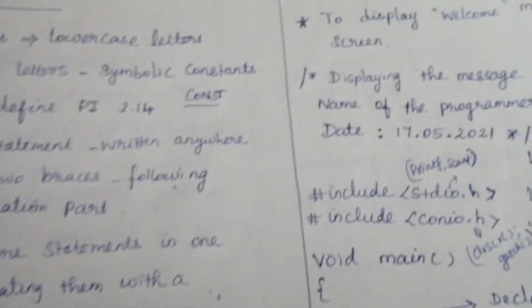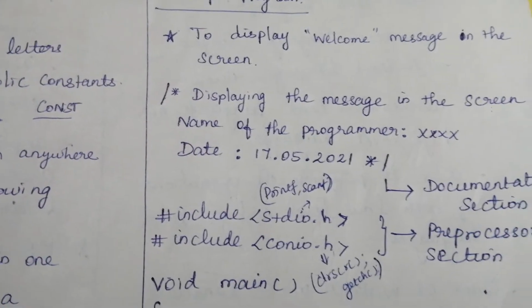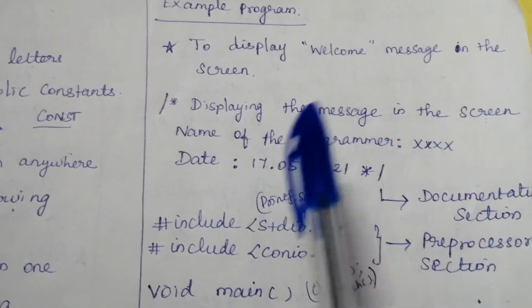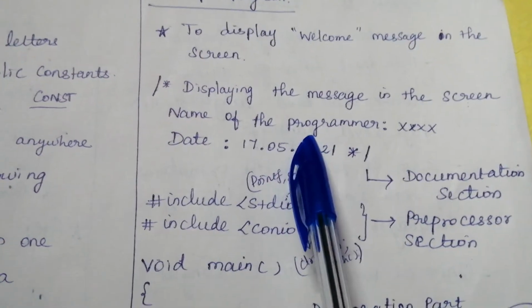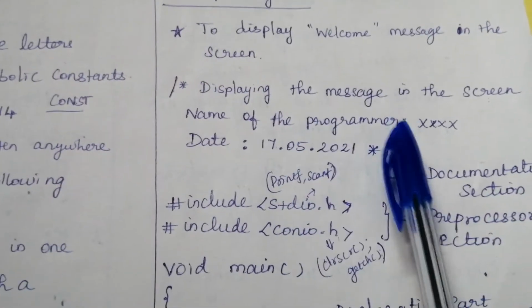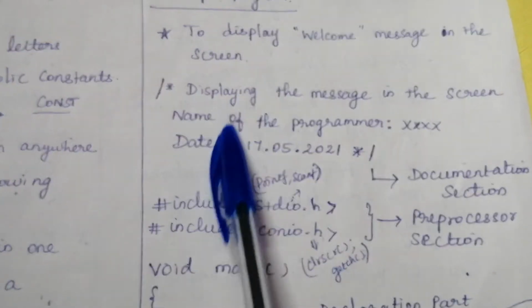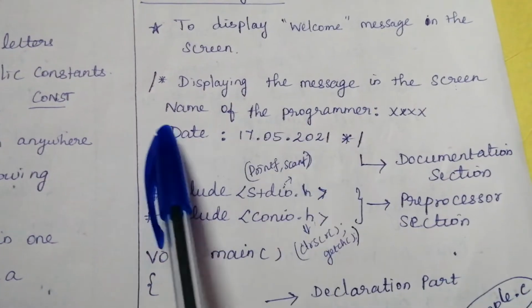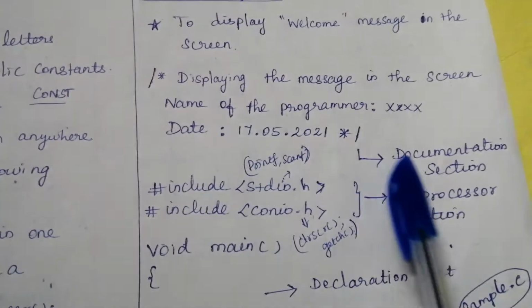Next we will discuss an example program, about how to write a C program. It will follow the structure of the C program. The aim of this particular program is to display the welcome message on the screen. The first section is the documentation section. There we have mentioned the title of the program, or the aim of the program, and the name of the programmer. This is the author information. Normally it has three statements, which will be specified in multiple line comments. This can be specified with the help of slash asterisk, and at the end it contains asterisk slash. So this is about the documentation section.